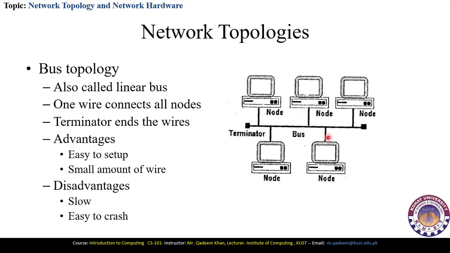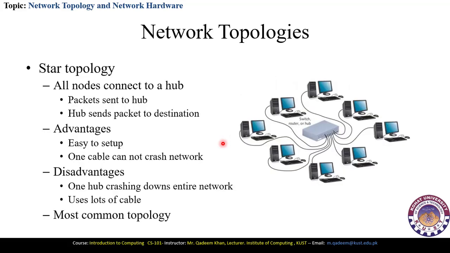So that's why it is very slow, and also easy to crash. Crash means that the packets will be lost easily, and hence the network will crash. For example, if this computer is sending multiple packets, then there will be collision among the packets and the packets may crash with each other. Another important topology is called the star topology.